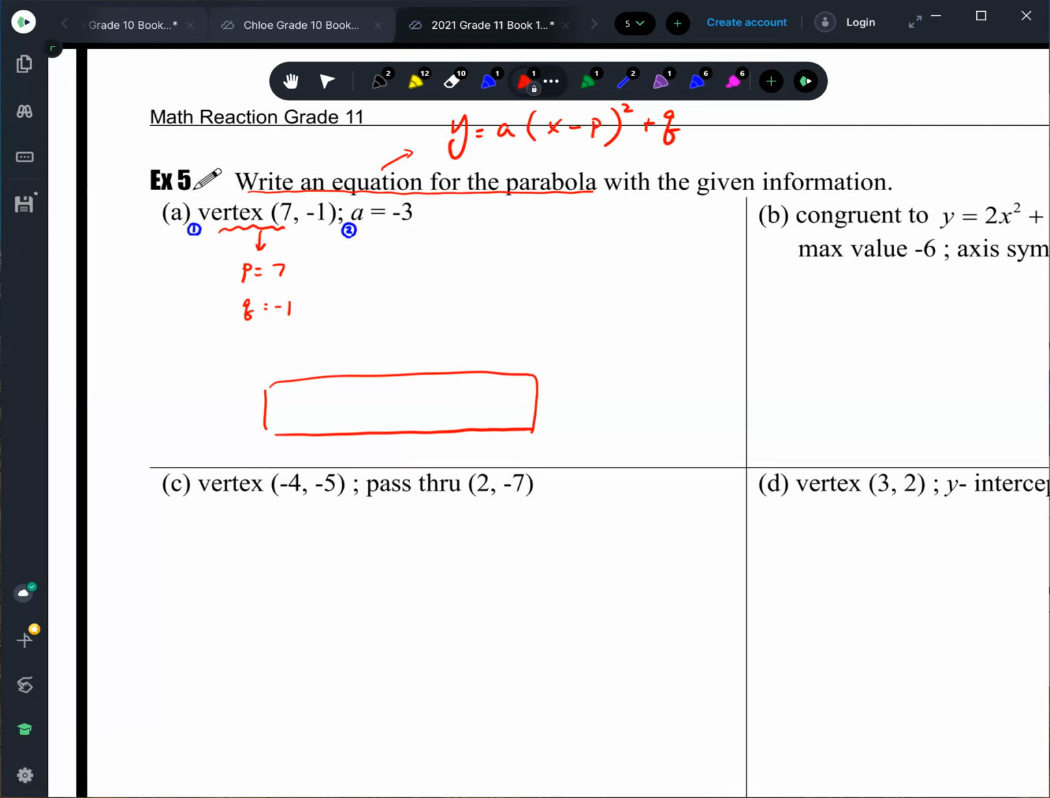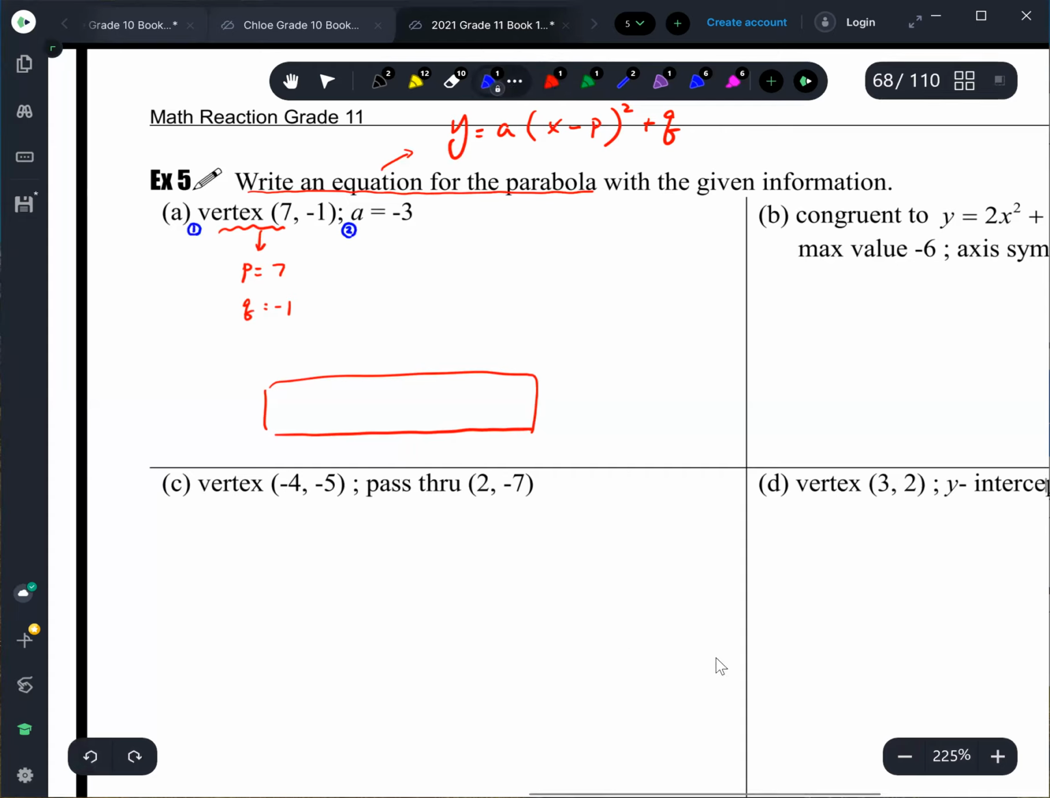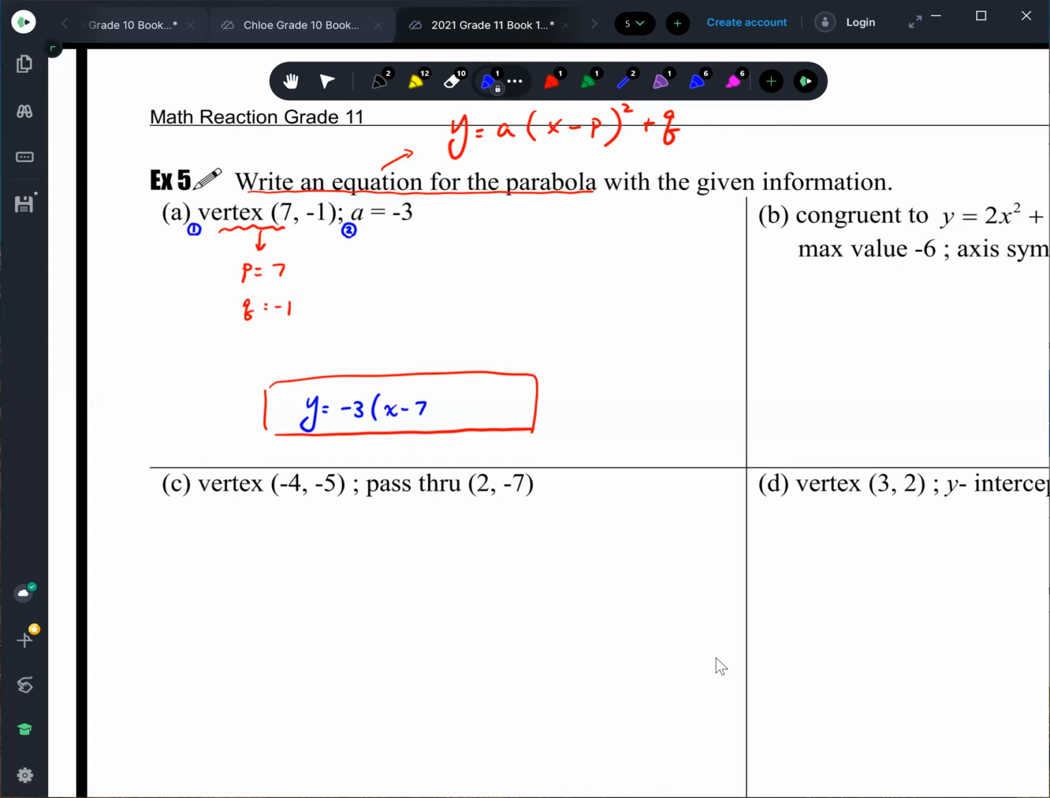All right. So Aaron, what's the equation then? The equation I got was y equals -3 bracket x minus 7, and there's a squared on the outside, bracket squared, and then -1. Very good. Okay, so the first one is pretty easy to catch. So let's move on to level 2.